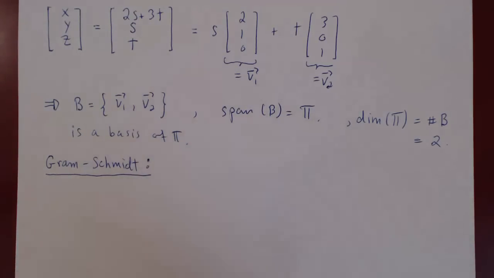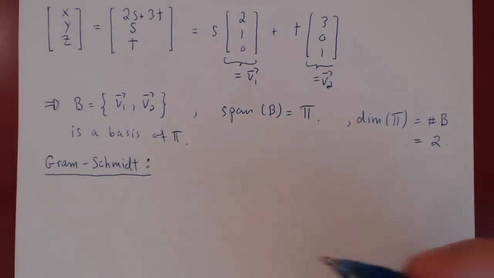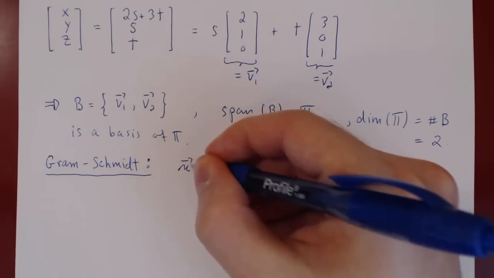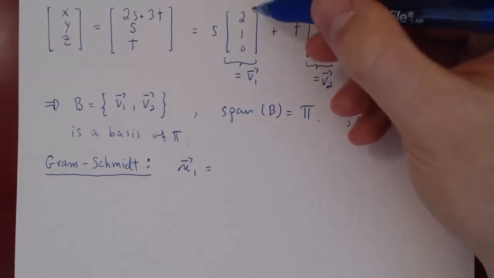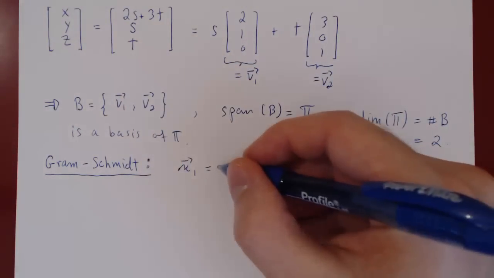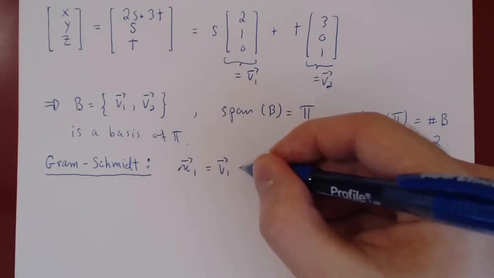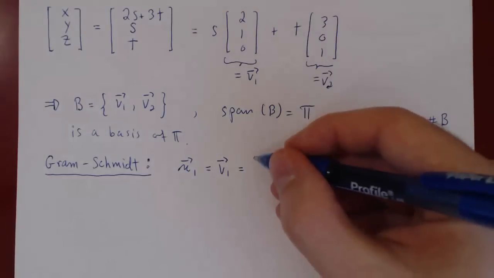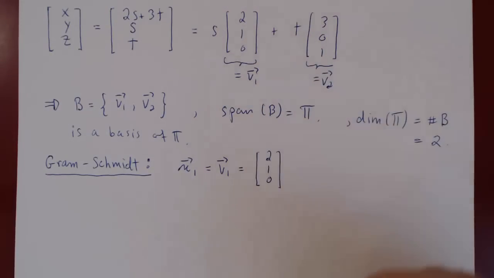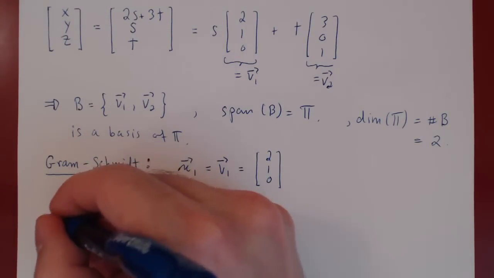Gram-Schmidt says the first new vector in your orthogonal basis, u1, will be simply the original vector of the original basis. So u1 is simply v1, and that is the vector 2, 1, 0. Let's compute now the new second vector of our basis, u2.